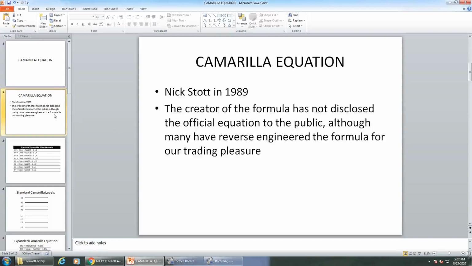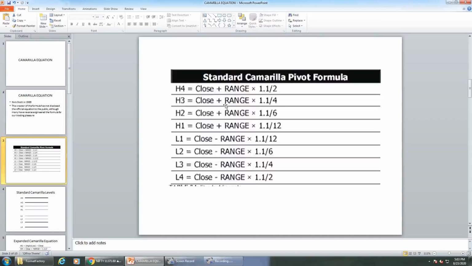Camarilla equation: this Camarilla is an indicator that can be added from tradingview.com. I will show you that. This was introduced by Nick Stott in 1989, but he didn't reveal the formula. He used it for personal use, trading with this indicator, and he earned more. But people knew of this indicator and started trying to get the actual formula, and they finally found it, and this is the formula of the standard Camarilla.